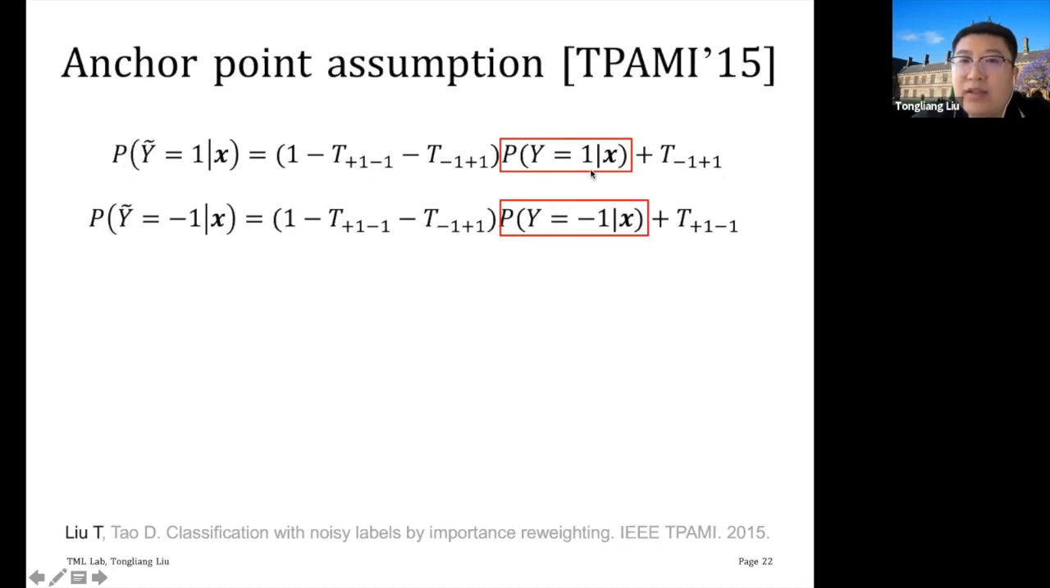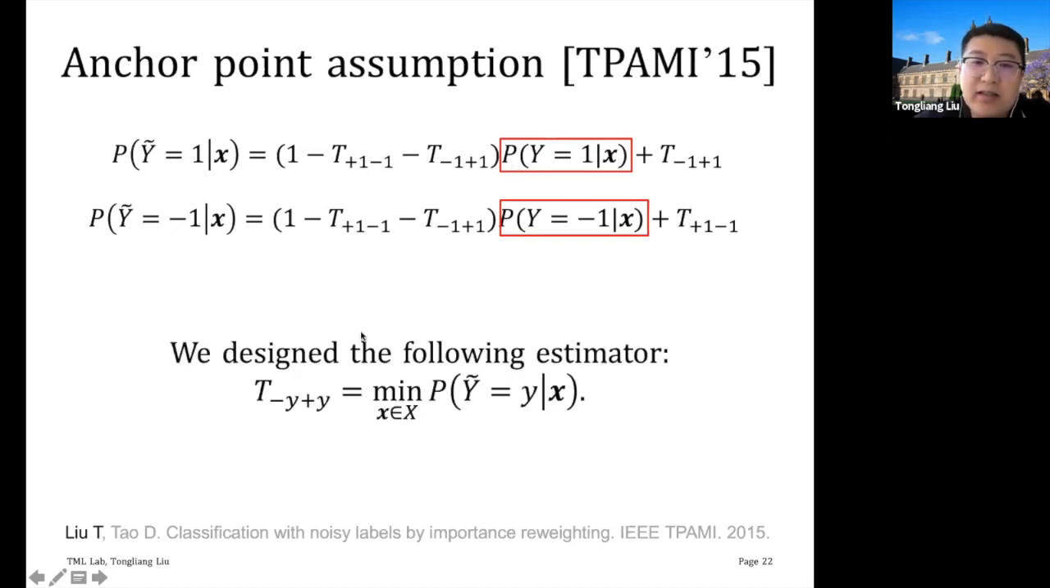If the equality can be reached, then we can use the left-hand side to estimate the entries of the transition matrix. So we have the question: can we reach the equality? The answer is obvious. When the probability in the red box equals 0, we can use the left-hand side to estimate the entries of the transition matrix. So we just assume that the training data contains some instance that makes this clean class posterior reach 0. Then we can design an estimator to estimate the transition matrix. This is for the binary classification problem.